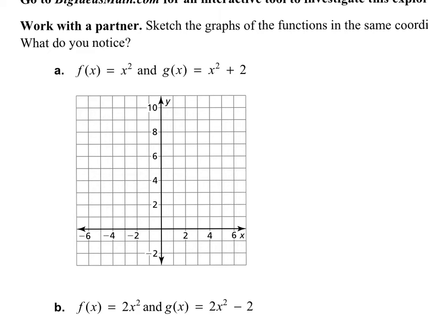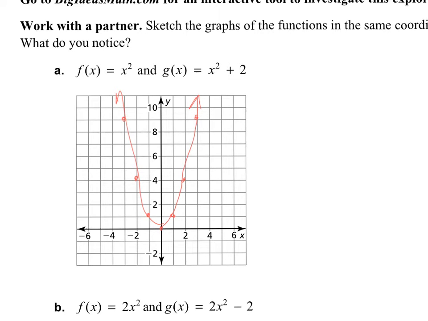In section 8.2, we're going to be sketching some graphs and comparing them with the parent function. So at this time, I want you to graph the x squared function and the x squared plus 2. So pause the video and take a moment to do that.